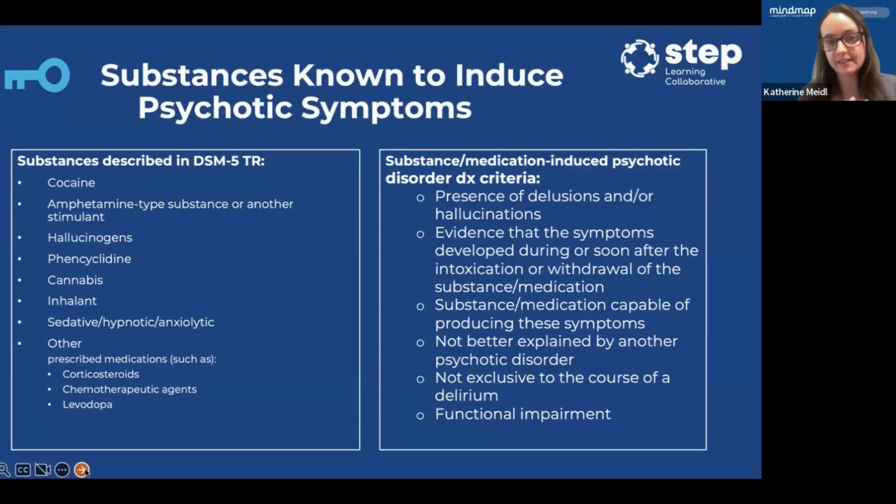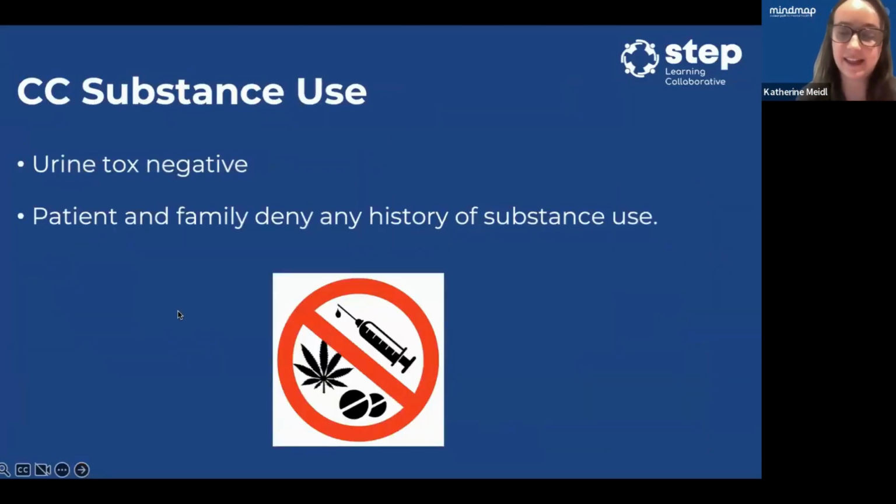Or if there's evidence that the patient had symptoms prior to the substance use, or episodes outside of the substance use as well, that would also point to a primary psychotic disorder. So I think a lot of questions come up around the timeline of this, and I just wanted to clarify that. So he had a urine tox that was negative, and he and his family denied any history of substance use.